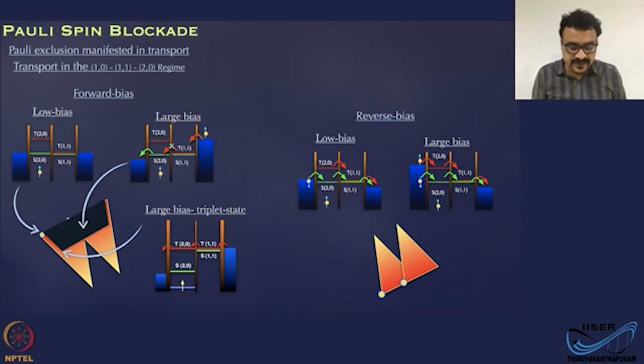So you have both singlet and triplet states available on dot 2, or the right dot, whereas only a singlet state is available in dot 1, or the left dot, and the triplet state is high up here because it is a higher orbital state that is not accessible. Okay.